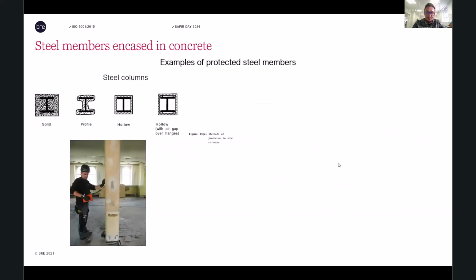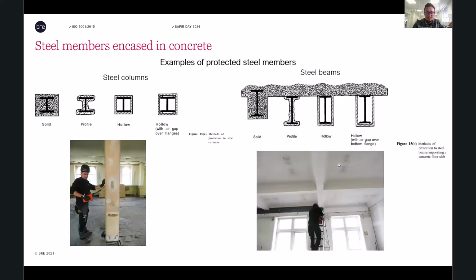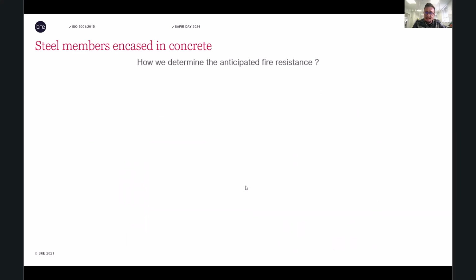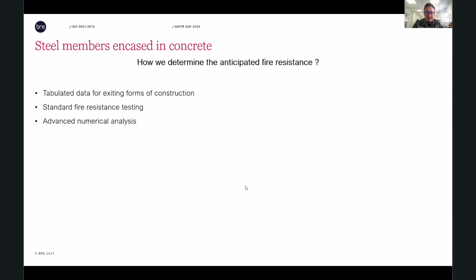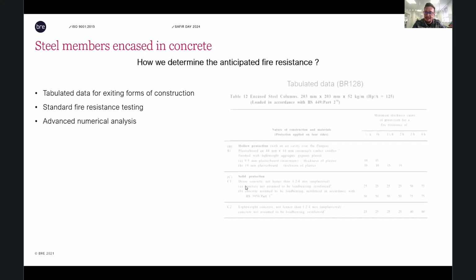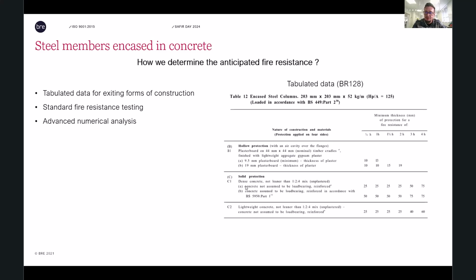We have other examples on protected steel members. Obviously over here columns, and we've got beams. What you can see on the pictures below is me when I was younger, measuring the cover to the column and cover to the beams. In the same idea, we determined the anticipated fire resistance through the same steps. So in the first step, we can look at tabulated data. Again, in BR128, and I think you can find something like this in the Eurocodes as well. Some of them provide tabulated data for various forms of construction.